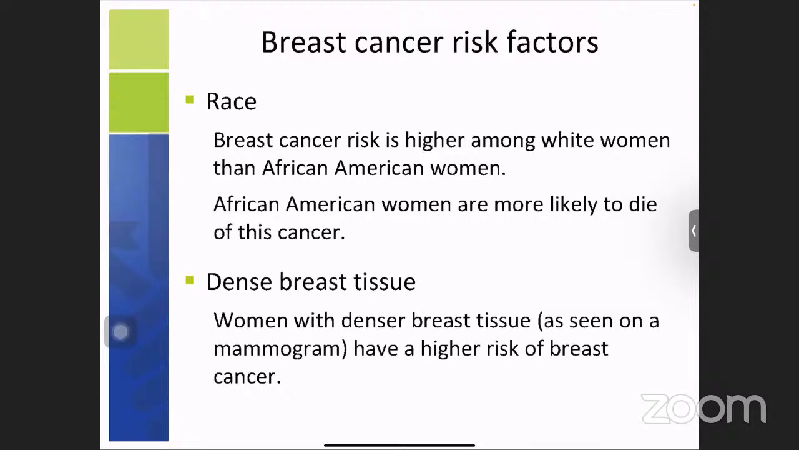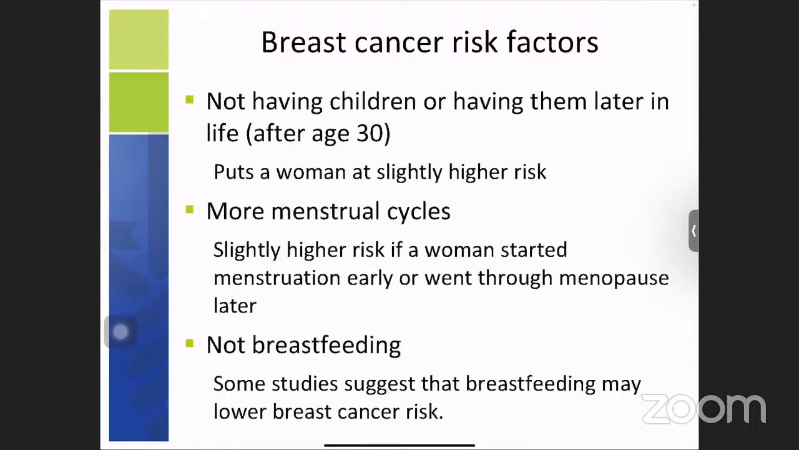In some races, like African American, women's incidence is more. The females who have dense breasts have increased risk. Females not having a child, or having a child at a later age, slightly increases the risk of having cancer. Females with more menstrual cycles, what does this mean?